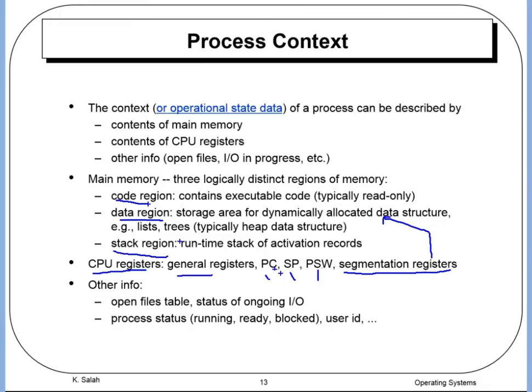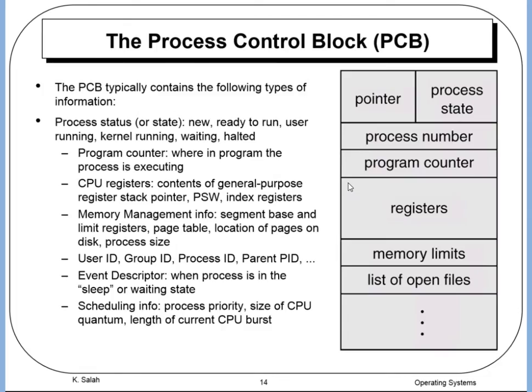All these are stored in registers, and anything that the process is doing, like opening files, the process status, the process ID, and the user information of that process, and so much other information that the process has.